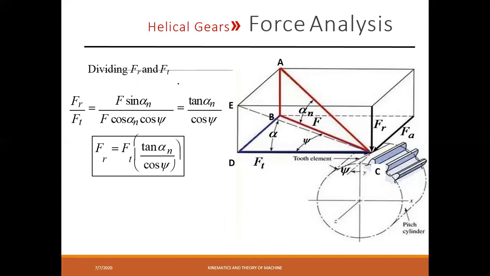Dividing FR and FT, we can get F cancels, right? Now sin alpha n divided by cos alpha n is tan alpha n, divided by cos psi. So the value of FR is equal to FT into tan alpha n divided by cos psi.